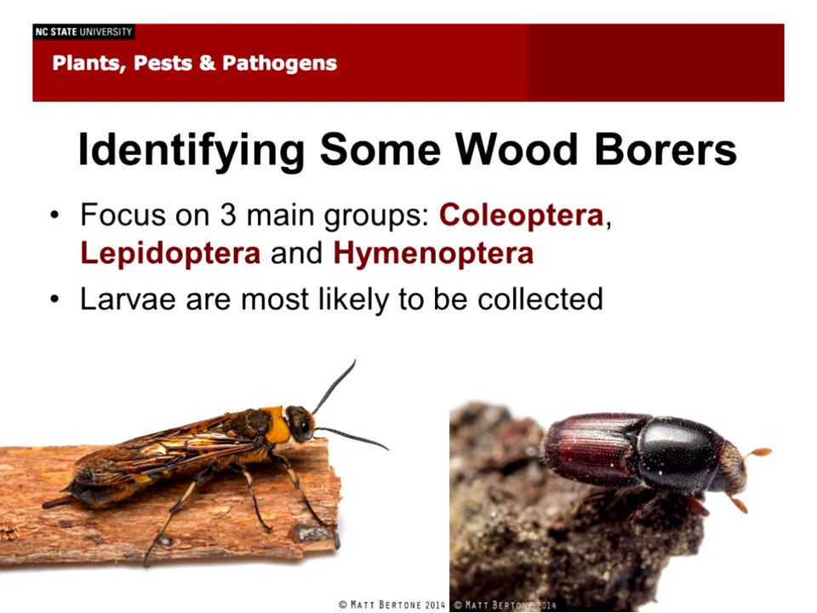All right, so a little bit about identifying some wood borers. I'm going to focus on the three main groups of wood-boring insects: Coleoptera, Lepidoptera, and Hymenoptera, the beetles, the moths and butterflies, mainly moths, and the Hymenoptera, the wasps and sawflies. So larvae are most likely to be collected. Once they emerge and leave as an adult, you're probably not going to find them unless you catch that little window where they're actually laying eggs in the wood.